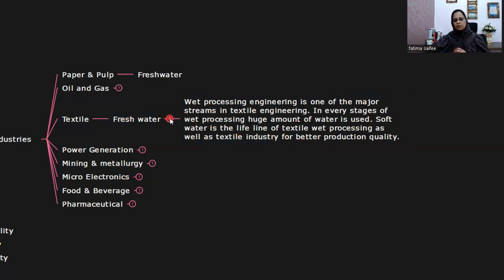In any industry, the type of water you are using matters, and it will give you results based on how you have treated that water. If you have not treated it, then those impurities will definitely contaminate the fabric and spoil the quality of the product. Also, it will damage the equipment, and that is very expensive equipment.